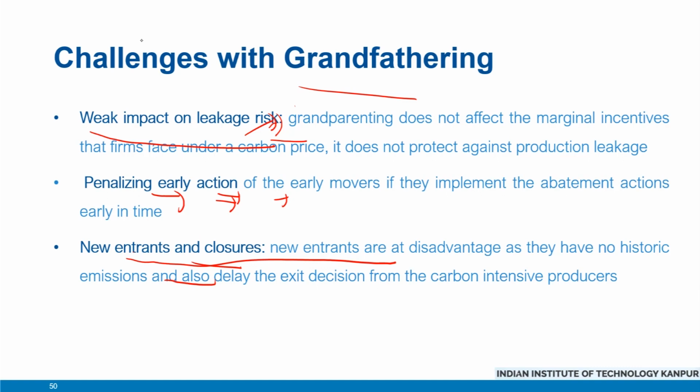Also, it is not very strong against carbon leakage risk. It penalizes early action, so it goes against that spirit. Those who are delaying investment in new renewable technologies get the benefit in the form of windfall gains, while those who have invested earlier get penalized by getting a lower amount of allowance allocations. And it also creates entry barriers for new entrants because there is no historical emission data, so they also get penalized in that sense, and it sustains those installations that are using carbon-inefficient technologies by giving them higher allowances.